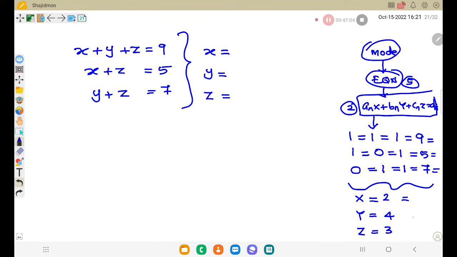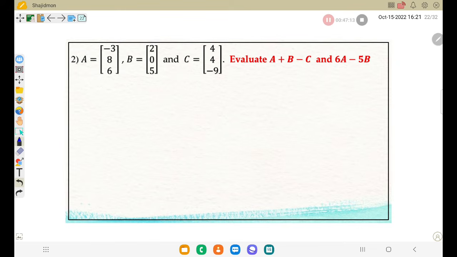So this is also an easier idea, using the calculator for the same question. Okay, now let me go to the next question. Question number 2.